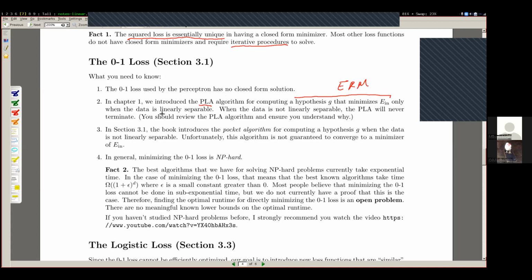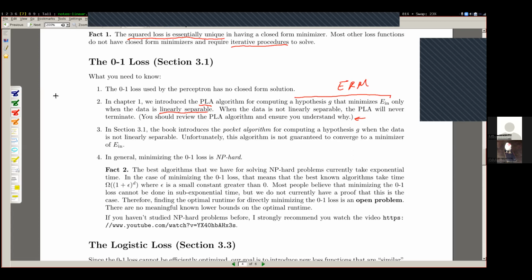But this only works when the data is linearly separable. And when the data is not linearly separable, the PLA will never terminate. It'll run forever. We're not going to talk about why that's the case, but you are responsible for knowing why that's the case. So before the midterm, I would definitely recommend looking back at the algorithm and seeing why it won't terminate if the data is not linearly separable.